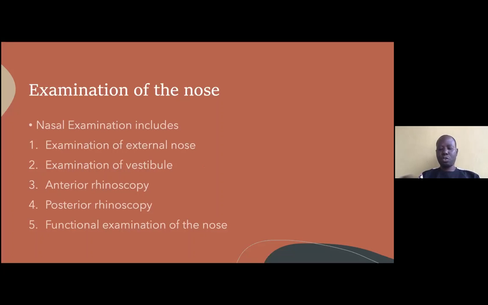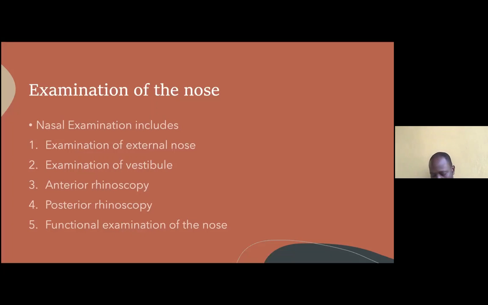So for examination of the nose, you examine the external nose for swelling, tenderness, change of color, warmth. So there's usually inspection and palpation. We go to examine the vestibule. This is the vestibule. That's the middle, this is the frenulum. So the middle, you examine it. You do an anterior rhinoscopy. Anterior rhinoscopy is looking through the anterior nares. And then the posterior rhinoscopy, that one you have to use a post-nasal mirror.